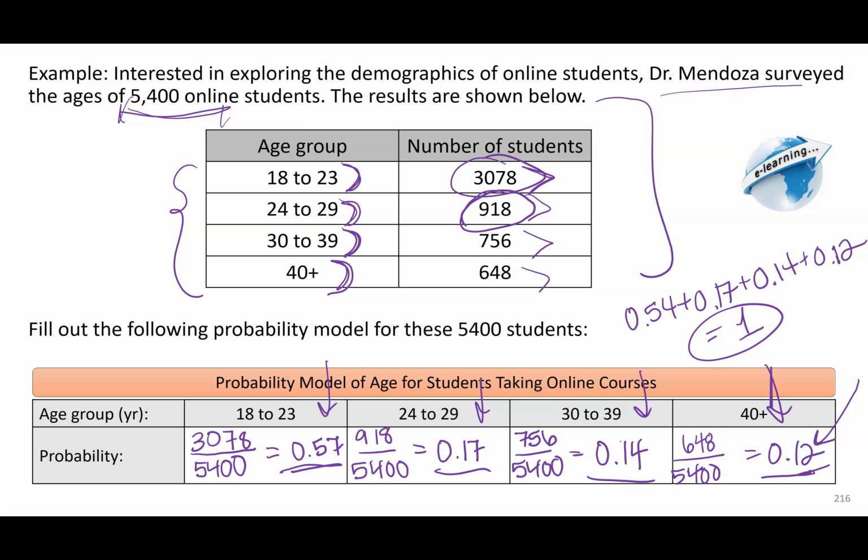So in order to be a legitimate probability model, you should have disjoint categories. So if a student is in the 18 to 23-year-old age group, they can't also be in the 30 to 39-year-old age group, right? They can only be in one category at a time. All the probabilities are between 0 and 1. And when you add all those probabilities up, you get 1. So, legitimate probability model, it looks good to me.